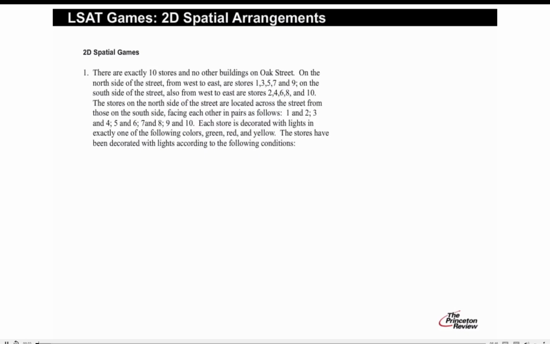Welcome to 2D order games, spatial arrangements. By now, you should be familiar with order games and the basic game's approach. In this lesson, you'll apply that approach to a new game task.